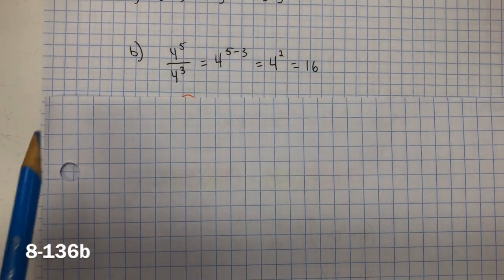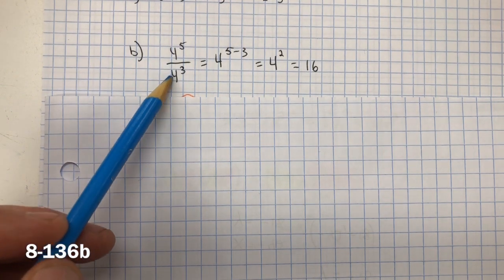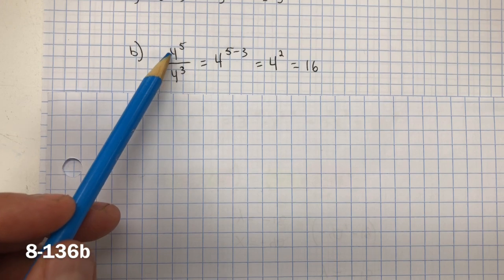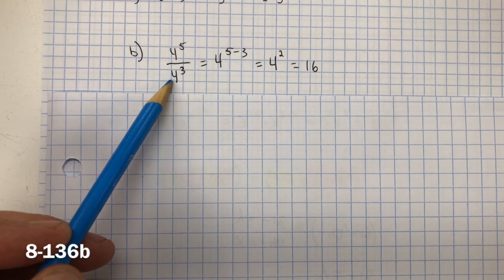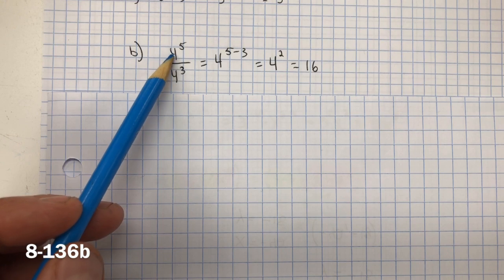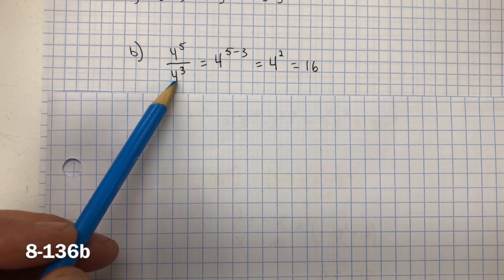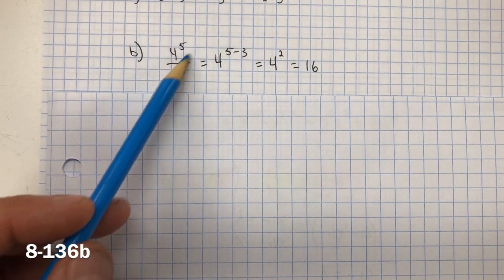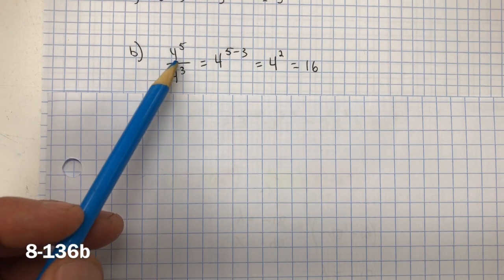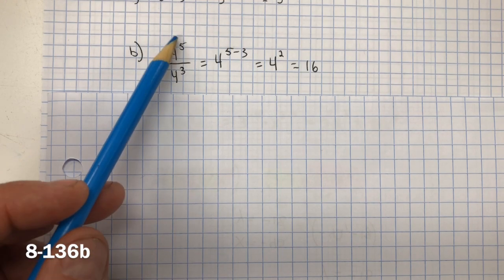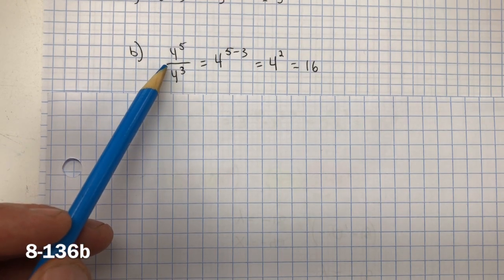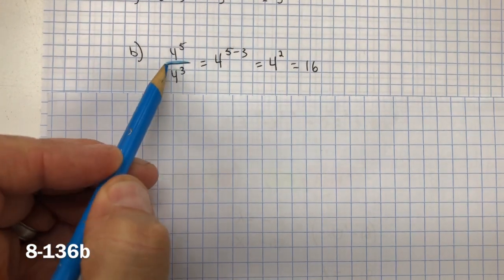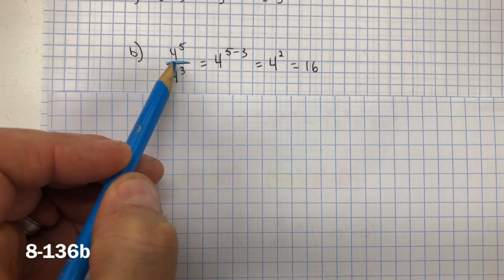For problem B, you're dividing integer exponents. And the first thing you want to ask yourself, do you have more 4's in the numerator or the denominator? And here we have 5 4's, and in the denominator you have 3 4's. So we know we're going to have more 4's in the numerator. So the rule is, if it's a fraction, think of subtraction.